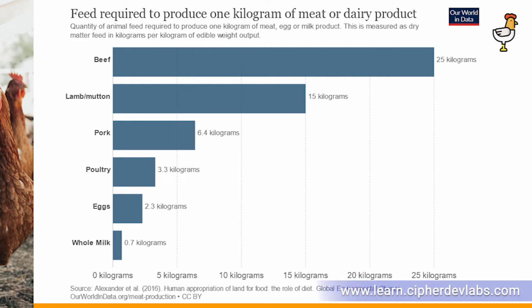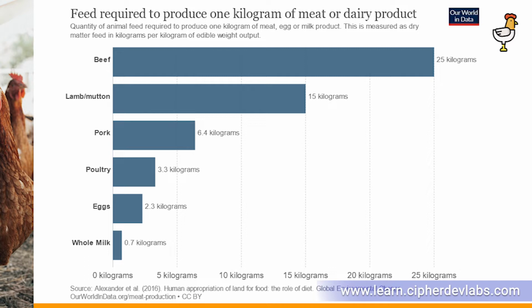Hi and welcome back. In this lecture, we're going to talk about key insight 3, social concerns of the livestock and poultry industry. If you look at this graph, it shows the feed required to produce 1 kilogram of meat or dairy product. On top, we have beef with 25 kilograms.